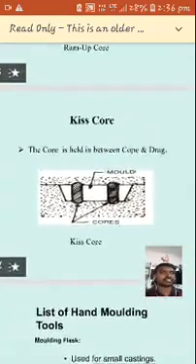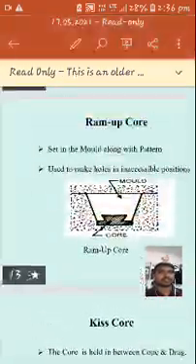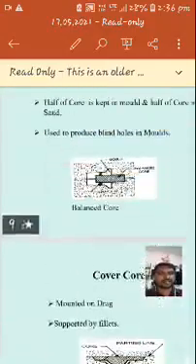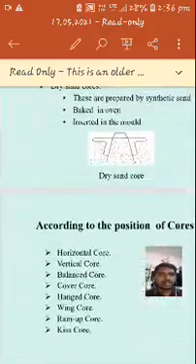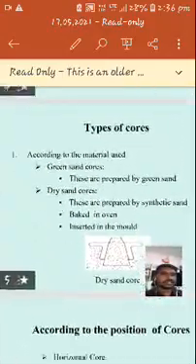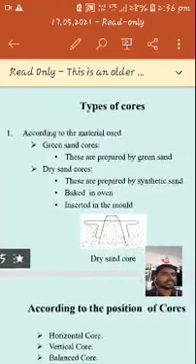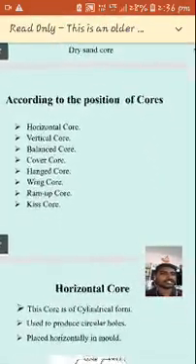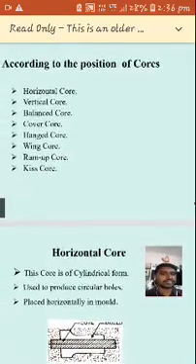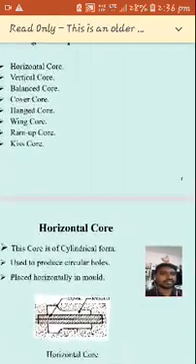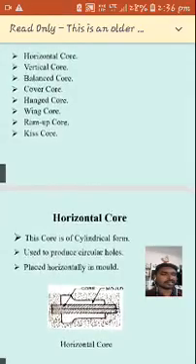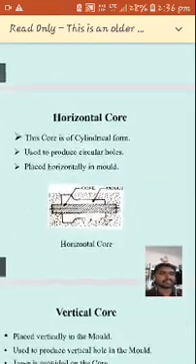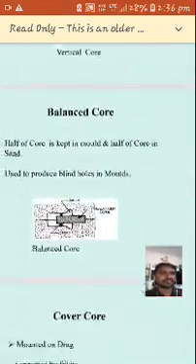So like that, various types of cores are used according to the position and according to the materials used. Here the materials used are green sand and dry sand. And according to the position, there are various types: horizontal, vertical, balanced, cover, hanger, wing core, ram up, and the last one is kiss core. These are the various types of cores based on position.